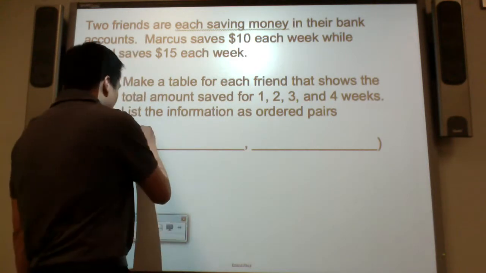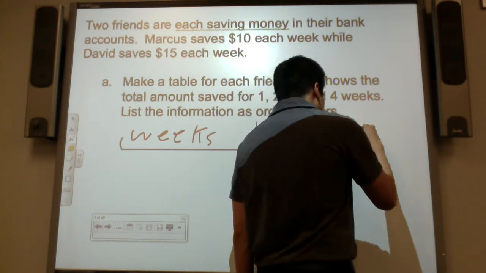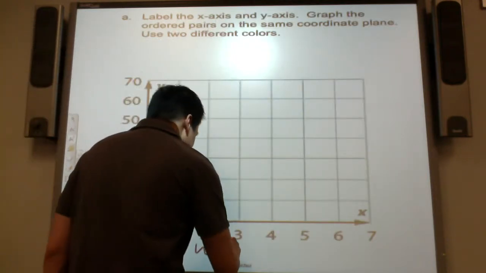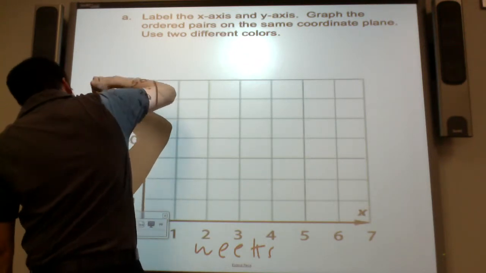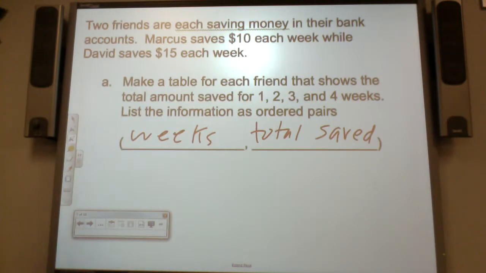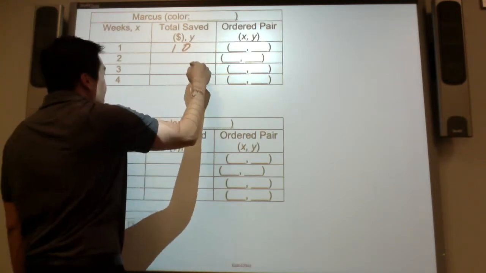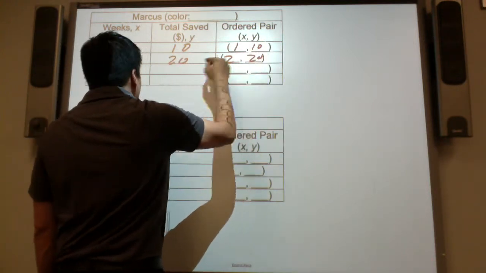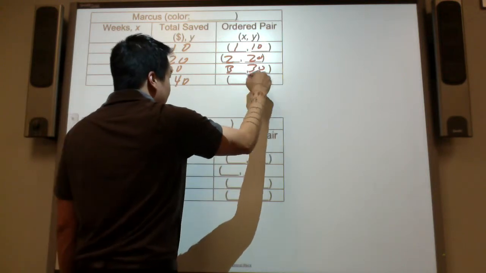Let's go back to this. So weeks and total saved. If you want to, we can go to our graphs and label it. Weeks is the x-axis. Total saved is the y-axis. So we can complete our table. Let's go back. Marcus saves $10 each week. In week 1, he saves $10. So 1 week, $10. In 2 weeks, he saves $20. In 3 weeks, he saves $30. In 4 weeks, he saves $40.